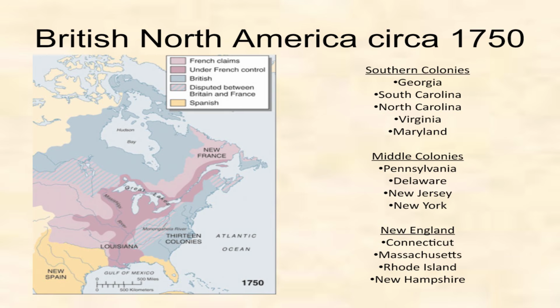Traditionally, historians grouped the 13 British colonies into three broad regions: New England, the Middle Colonies, and the Southern Colonies. New England included Massachusetts, Connecticut, Rhode Island, and New Hampshire. The Middle Colonies included New York, New Jersey, Pennsylvania, and Delaware. The Southern Colonies included Maryland, Virginia, North Carolina, South Carolina, and Georgia.